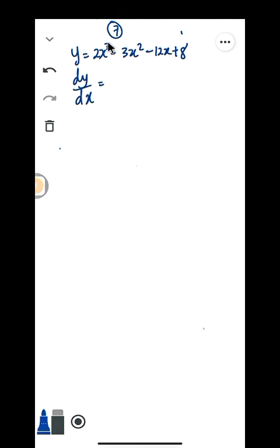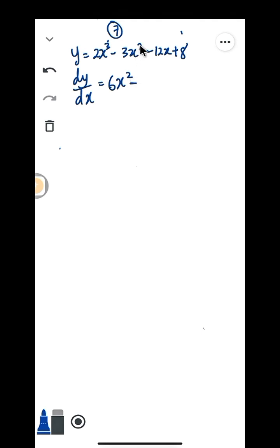So it's simple. You simply take the power and multiply by the coefficient here. So the power here is 3 times 2, we have 6x. Then subtract 1 from the power here; 3 minus 1 is 2. That's just the simple way to differentiate using the general formula method.